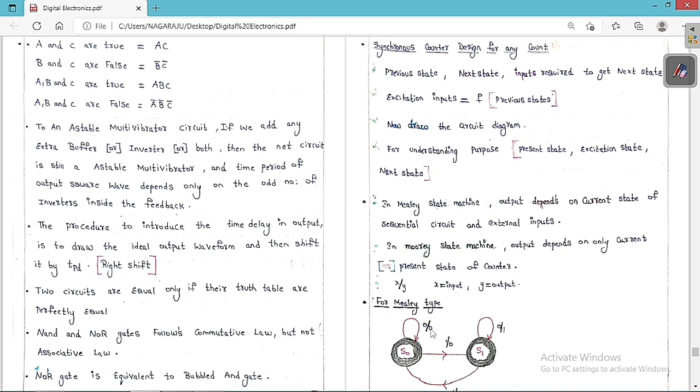You can see clearly, these are the inputs and this is the output. So the output depends upon the present state and also the external input. So it is depending upon two things. In a Mealy state machine, you can see clearly the output is depending upon the current state and also the external input.